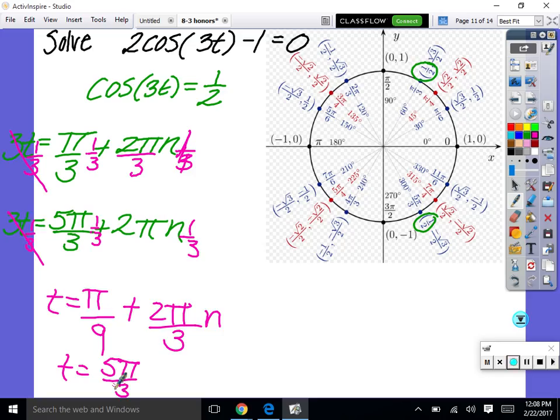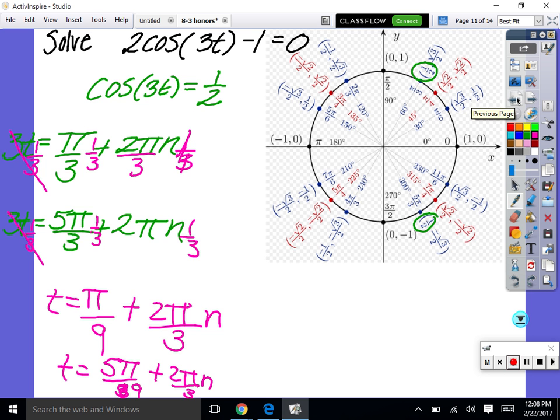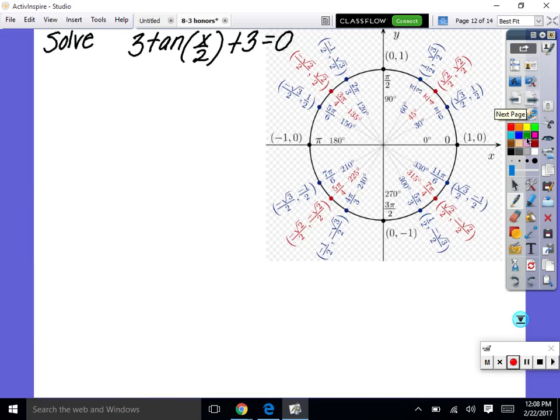We multiply straight across. Plus 2 pi thirds n. Nope, it's the exact same thing. You just have one extra step. So one more. Now, here's why we didn't have an extraneous solution in this one. We didn't have to change anything. We just solved. So let's do this one.